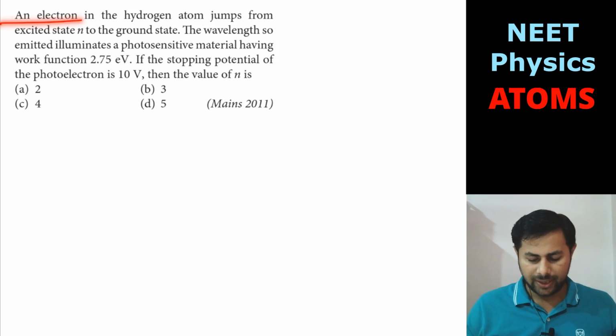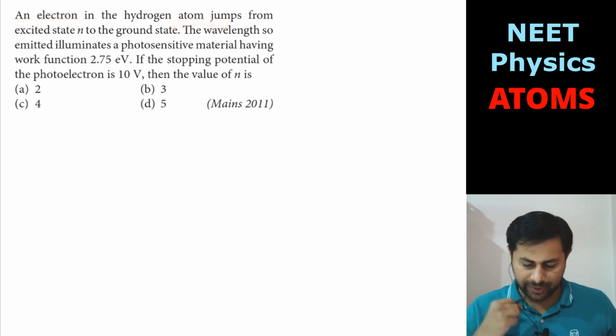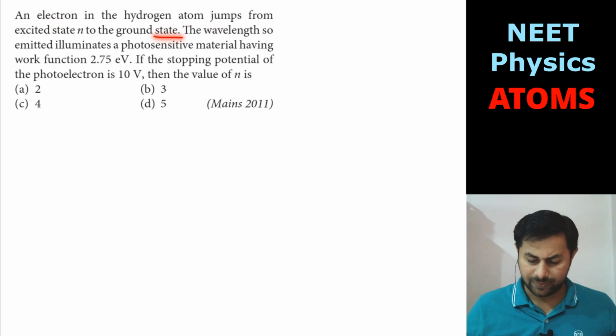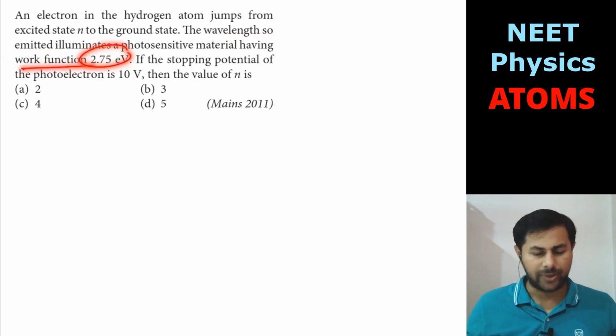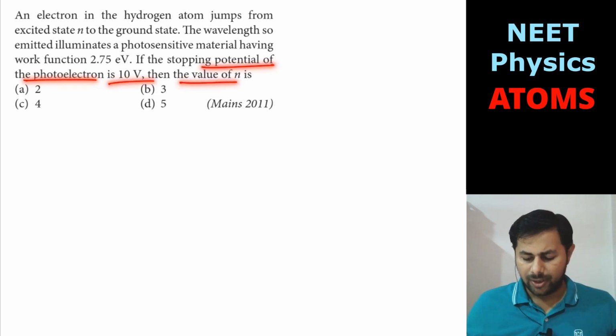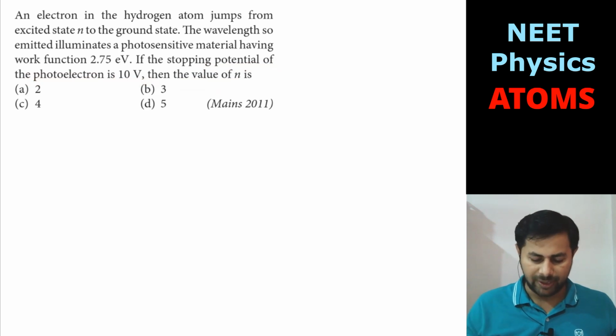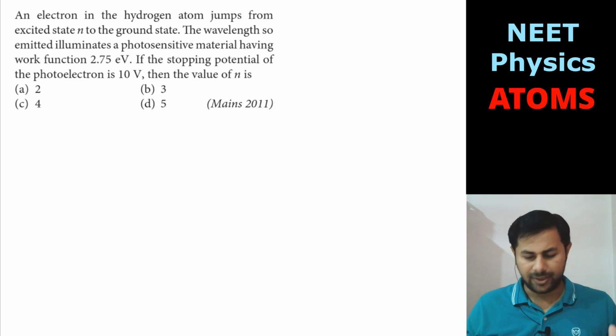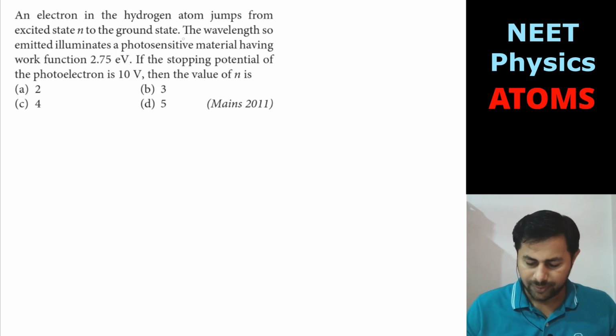An electron in the hydrogen atom jumps from excited state N to the ground state. The wavelength emitted illuminates a photosensitive material having a work function of 2.75 electron volts. If the stopping potential of the photoelectron is 10 volts, then the value of N is. So what's happening here? Again, it's a similar question. An electron in the hydrogen atom jumps from excited state N to the ground state.